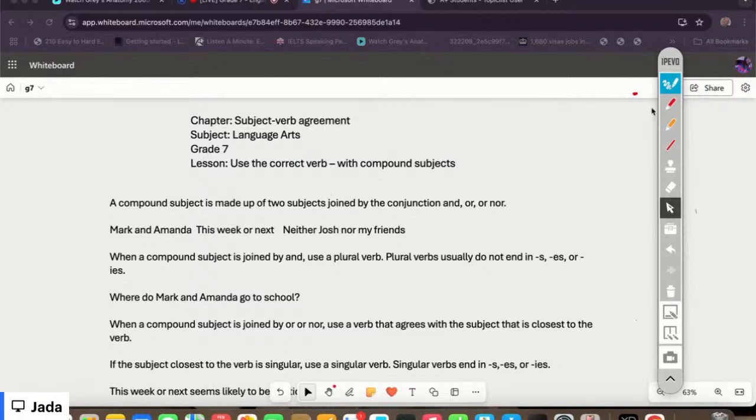Alright, so everyone, today we will continue our lessons on subject-verb agreement. First, you have to log in using aplusstudent.com. You click on your name, move to Language at grade 7, and then use the correct verb with compound subject. We did the first two lessons the other time, and we will continue with this lesson now.